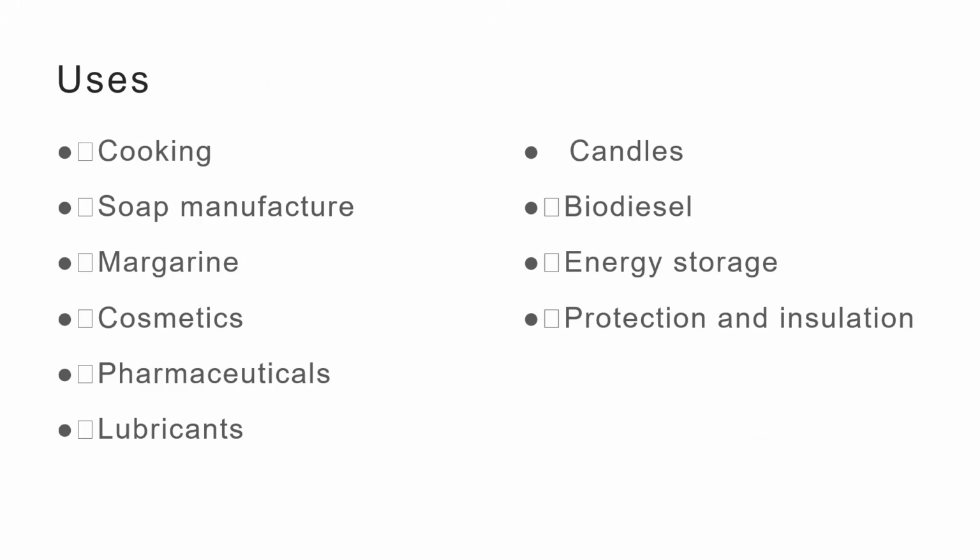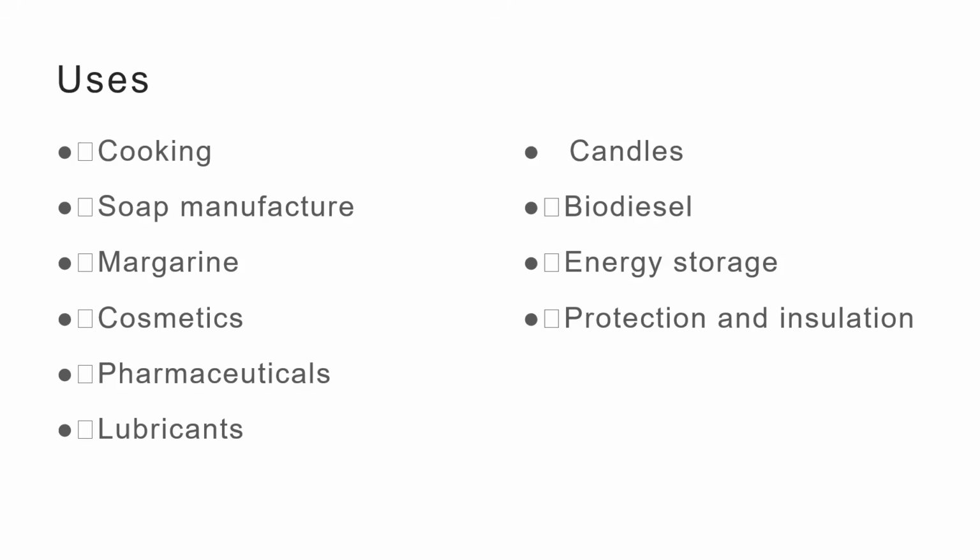Culinary uses for cooking. We use oil and fats in baking. We use margarine in baking. We use oil in frying. We use palm oil in cooking. So generally in cooking, we need oil. Then oil is one of the raw materials for manufacture of soap. Margarine is also made from oil. Cosmetics, many of them are made from oil. Of course, soap is part of these cosmetics. Pharmaceuticals, lubricants, candles, biodiesels, energy storage, even in our body, protection and insulation.